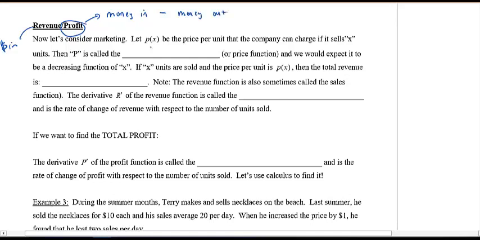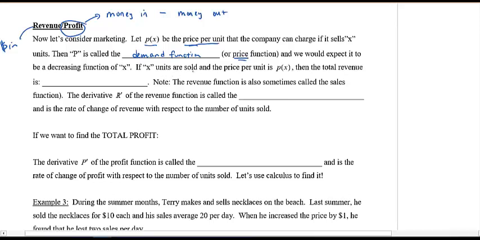So let's consider marketing. And this p of x, this is small p, okay? p of x is the price per unit that the company can charge if it sells x number of units. Here we have something called capital P, which I'm going to denote as the demand function, or some people say the price function. We expect it to be a decreasing function because usually if you produce more, there's more out there, you charge less. If you're scarce, you're the only person, you're the monopoly, then you can charge more.